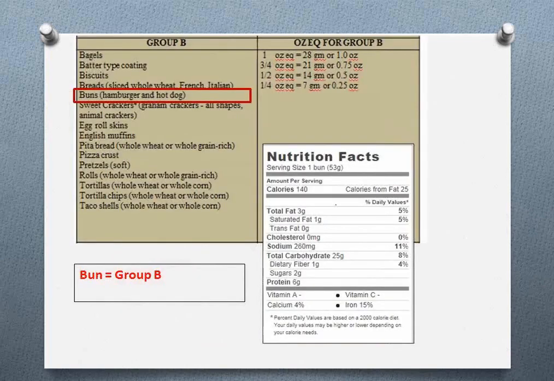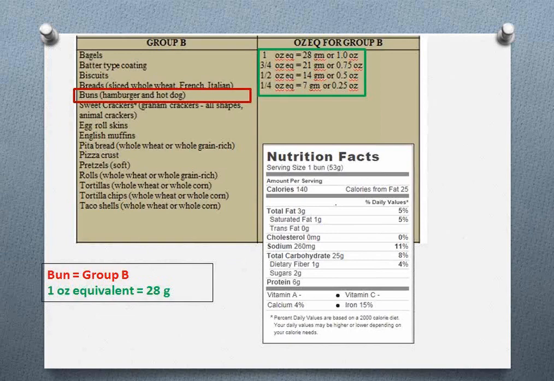In this example, I'm giving you a nutrition facts label from a bun package, and you can see that Group B off of our grain chart is where you would find the buns for hamburgers and hot dogs. This bun is in Group B, where 1 ounce is equivalent to 28 grams.